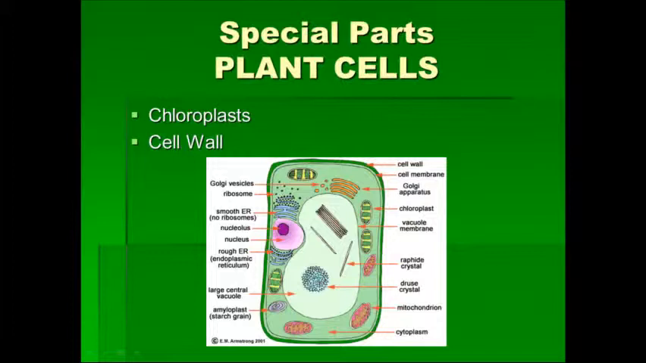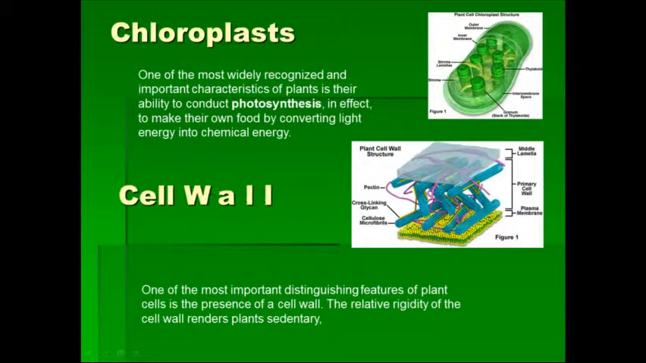Special parts of the plant cell: you have the chloroplasts and the cell wall. Obviously, the chloroplasts are one of the most widely recognized important characteristics of plants, their ability to perform photosynthesis. In class, we talked about how photosynthesis is H2O plus CO2 with sunlight gives us C6H12O6 plus O2 plus energy. What that basically says is we water a plant, give it carbon dioxide through the air, and let it have some sunlight. It will produce sugar, oxygen, and energy. That's what photosynthesis is, and that's what allows plants to create their own food.